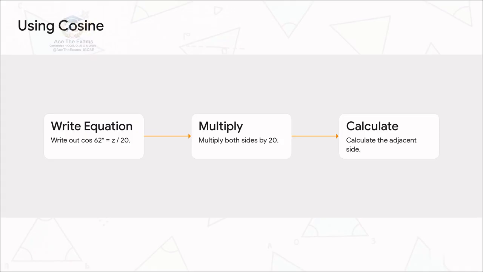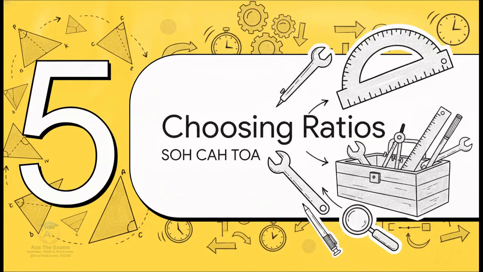If you already guessed we needed cosine here, you're absolutely right. And since our unknown z is on the top of the fraction this time, the algebra is so much easier. Step 2, we just multiply both sides by 20. Step 3, 20 multiplied by cos 62 gives us a final side length of 9.39 centimeters. Simple as that.